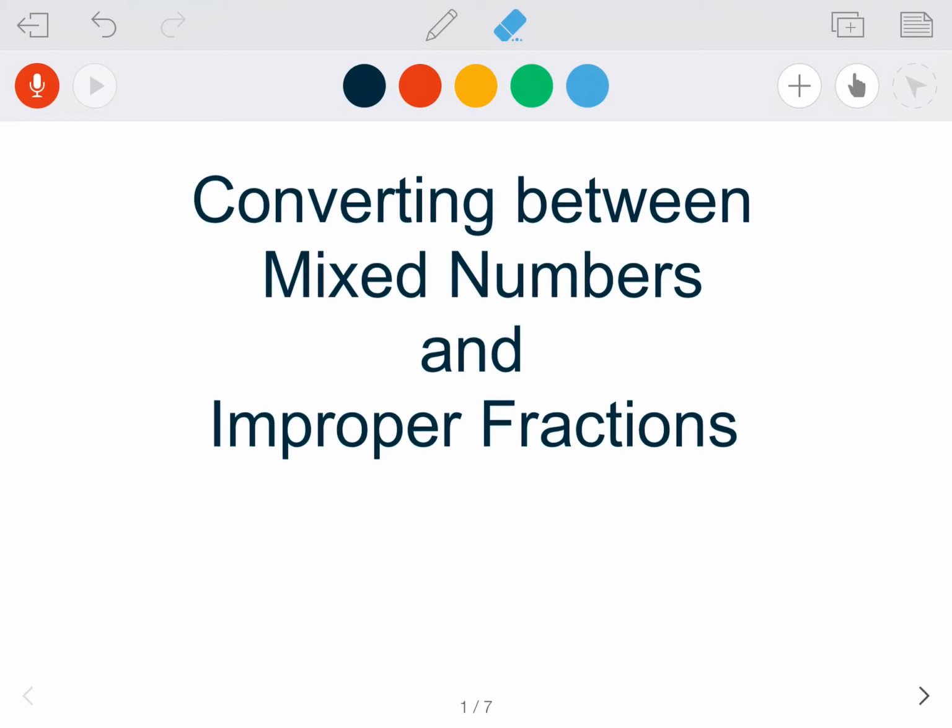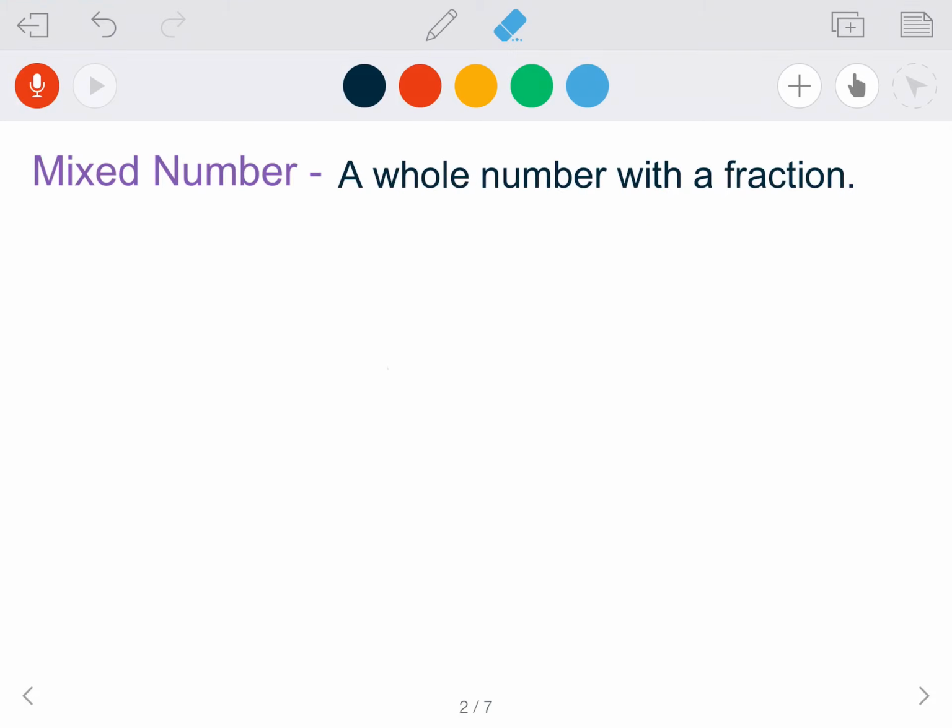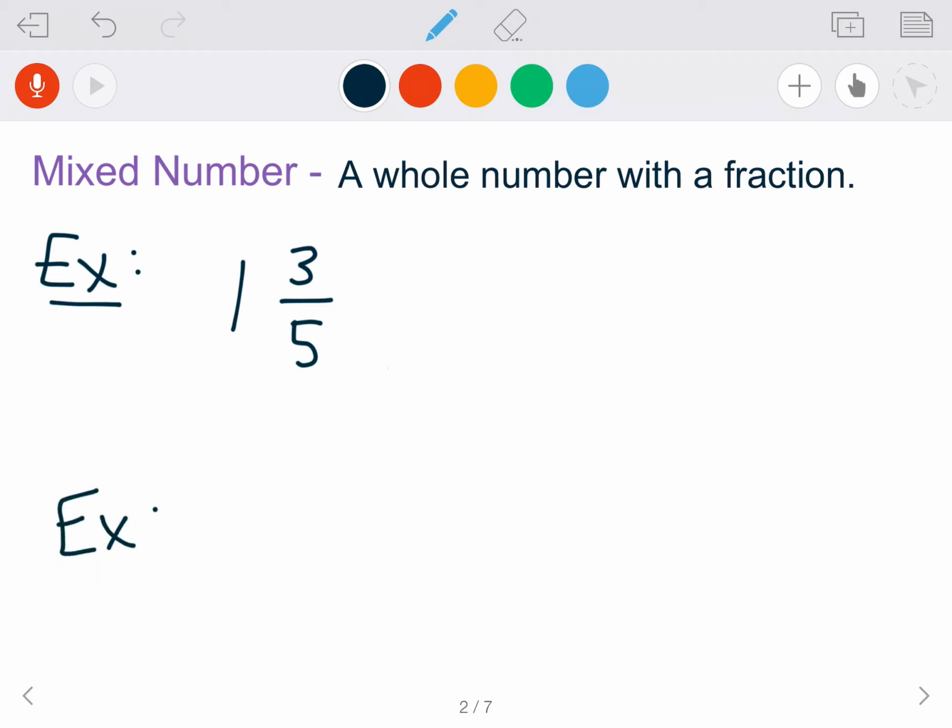Now, we learned in class that a mixed number is a whole number with a fraction next to it. So looking at some examples of that, we could have something like 1 as our whole number and 3/5 as our fraction. That entire thing is a mixed number. We can also have negative mixed numbers. For example, we could have -2 and 1/7. That is still a mixed number. -2 is the whole number and 1/7 is the fraction.